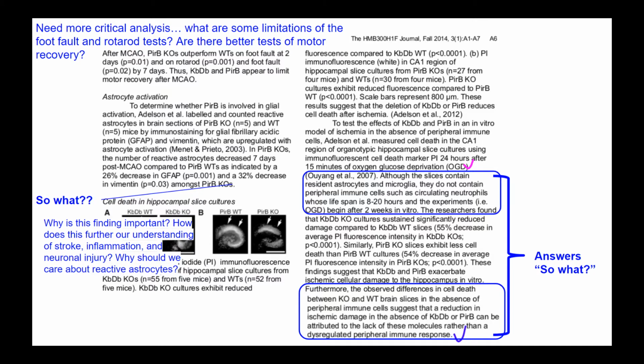So not only was I telling you that the different cell cultures were different across the experimental paradigms, I was telling you that in these cell cultures, they did not have peripheral immune cells, which means that peripheral immune cells were not relevant to the observations at the end. Does that make sense?